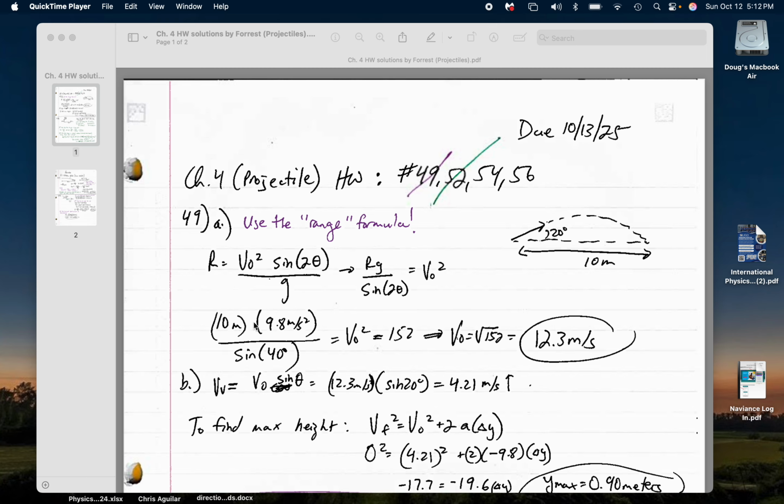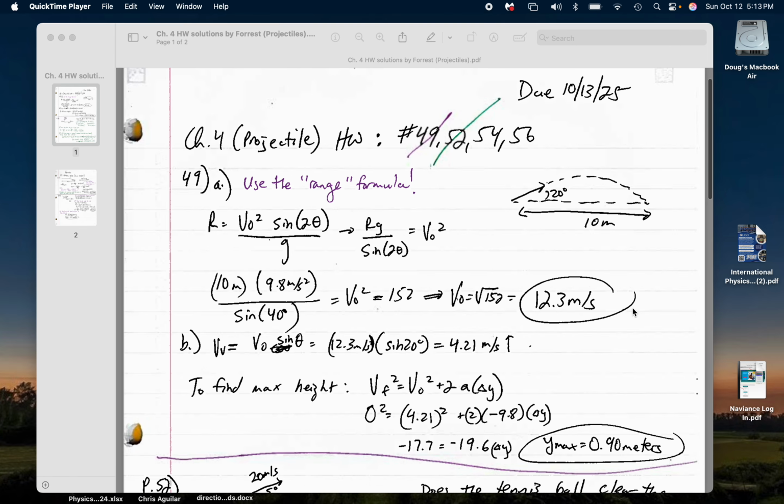At any rate, for problem 49, you're basically given how far an object moved horizontally when it was shot at a 20-degree angle, and your goal was to find the initial velocity with which it was shot and then the maximum height. So we can use this range formula, which I mentioned in class, rearranged to solve for V0. So that V0 was 12.3 meters per second.